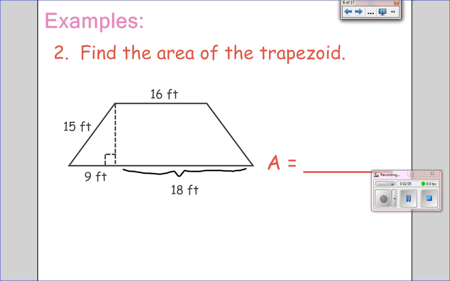All right, this one's a little different because I'm not starting with my height. Try to pause the video and try to find the height on your own. All right, let's see how you did.